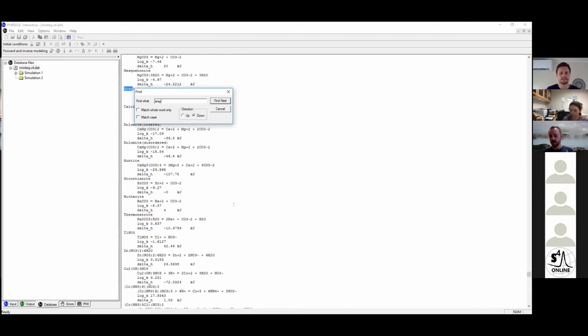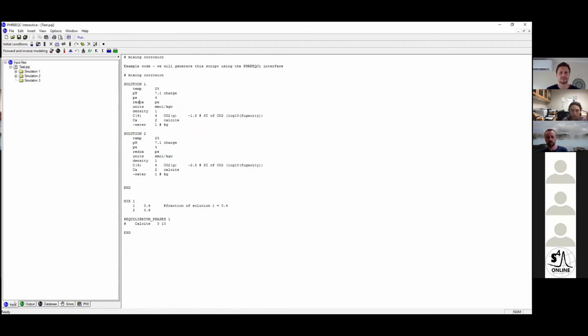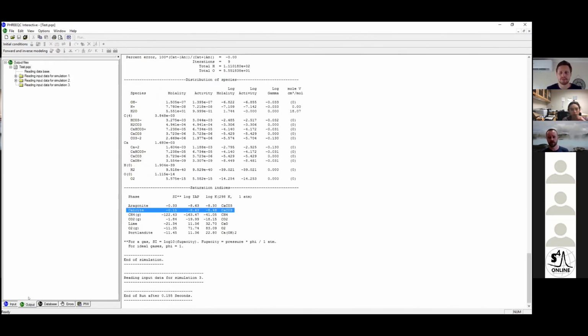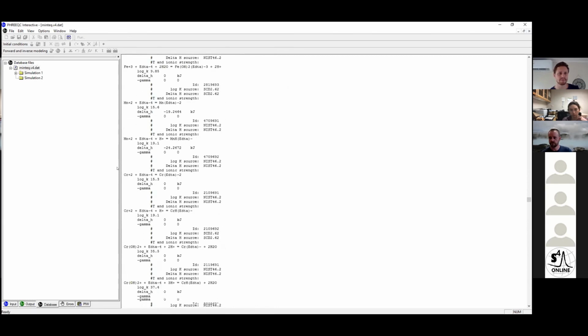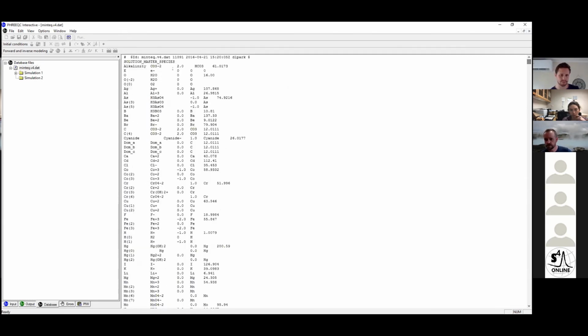The other great thing about PHREEQC is that if it doesn't exist in the database, you can just create the database entry in the input file. You can just add it in there. So that's actually something that's doable as well. So you're not limited by things not being in the database. Because the database that we're using here is this Mix4 one, that means that all of these components are accessible via the GUI to add into the solution, right?